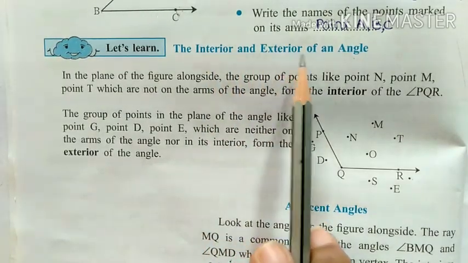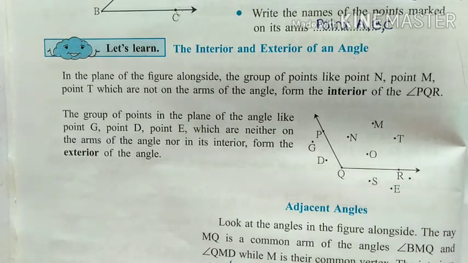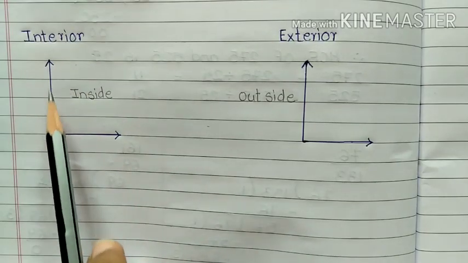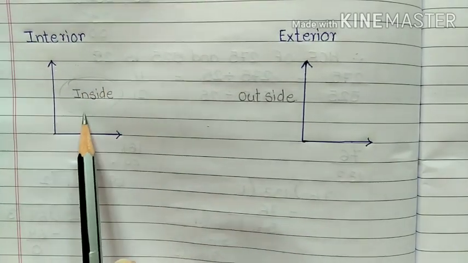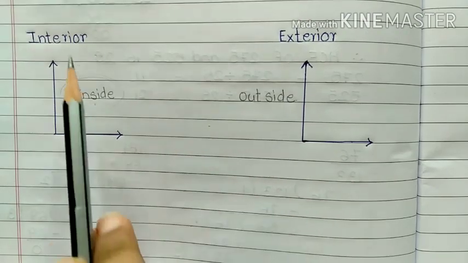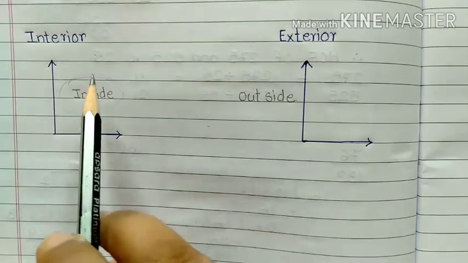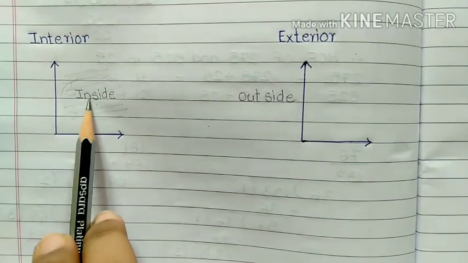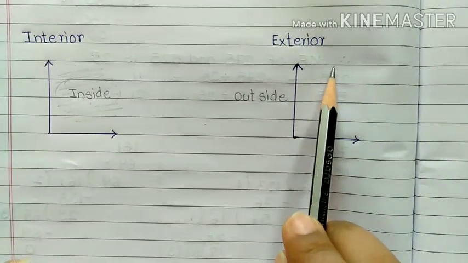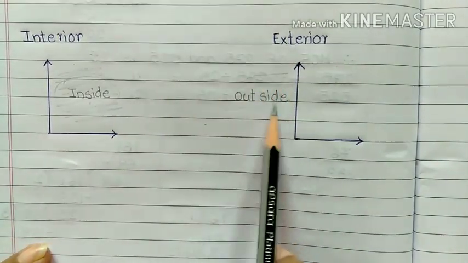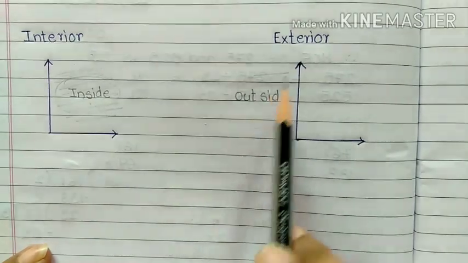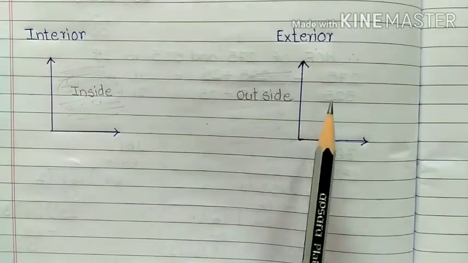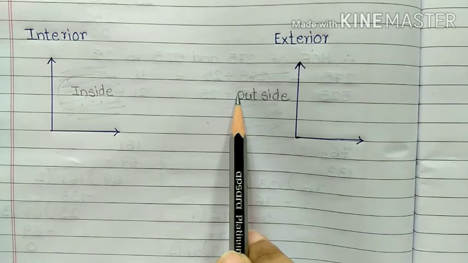The interior and exterior of an angle. Interior of an angle. Interior means the part covered inside of the angle. The points or the part which is covered inside of an angle is called the interior of the angle. Exterior of an angle. The part which is outside of the angle is called the exterior of the angle. Interior means inside the angle. Exterior means outside of the angle.